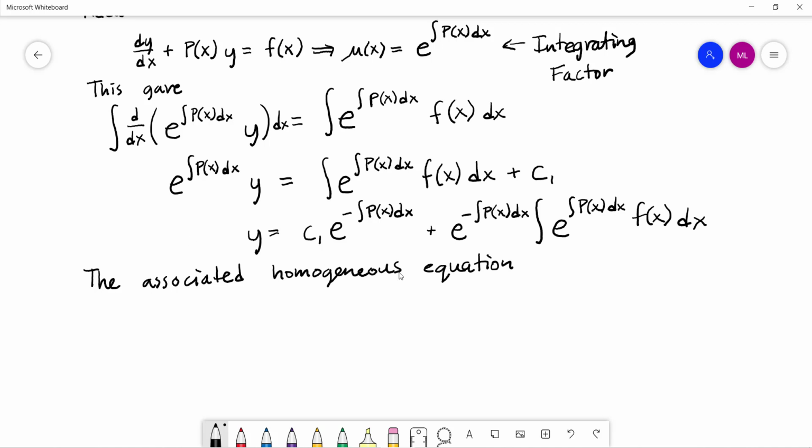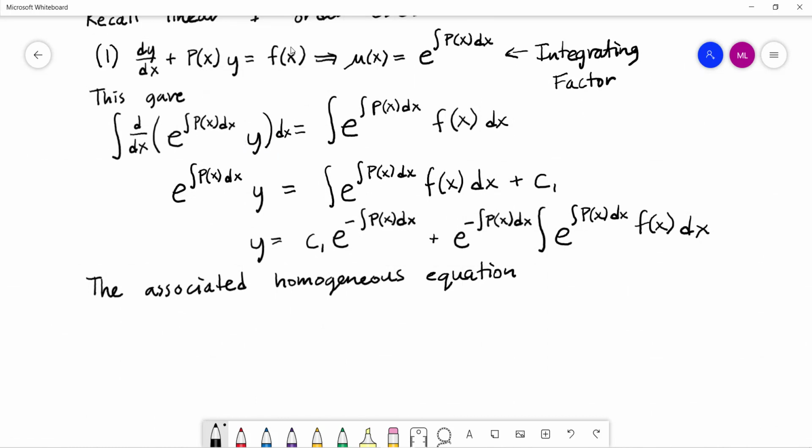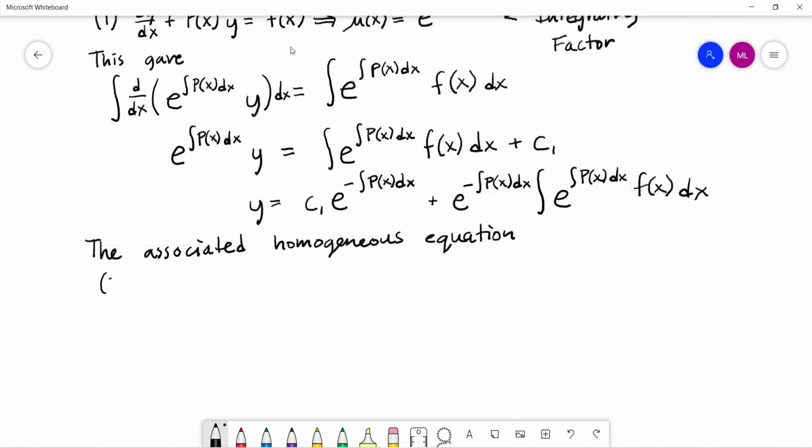But if we looked at the associated homogeneous equation, it would be this same equation, but without this f of x term. So if I call this equation, equation 1, if we had the associated homogeneous one, which looks the same, dy/dx plus p of x times y, but now it's equal to 0, this equation is solved similarly.